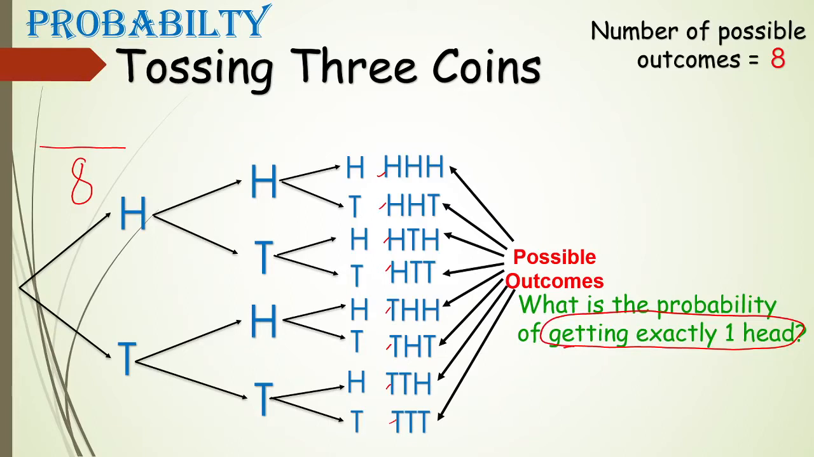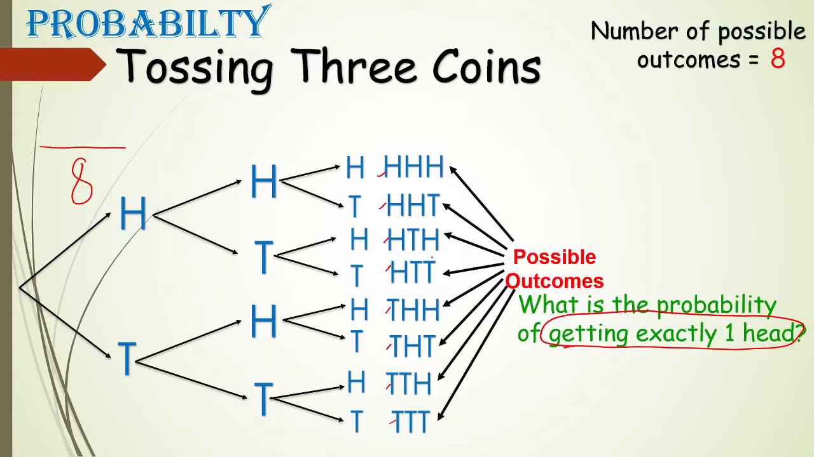Which ones have exactly 1 head? Can you tell me, please? I'm gonna encircle that. HHT, exactly 1 head? When I say exactly 1 head, it must be only one head. When I say HHT, that's two heads. When I say HTH, that's two heads. I am only after 1 head only.